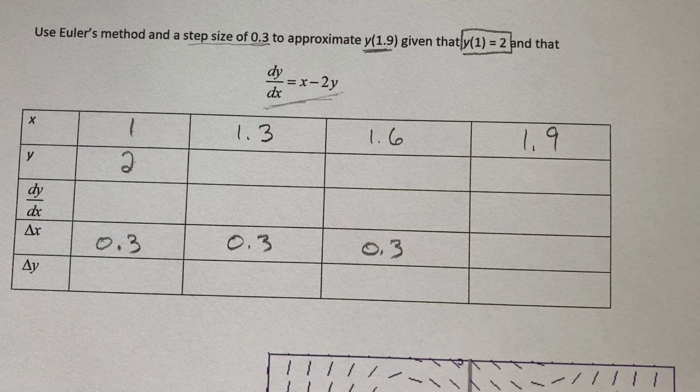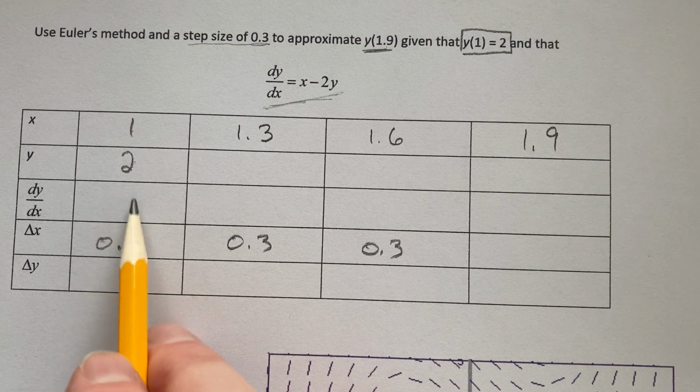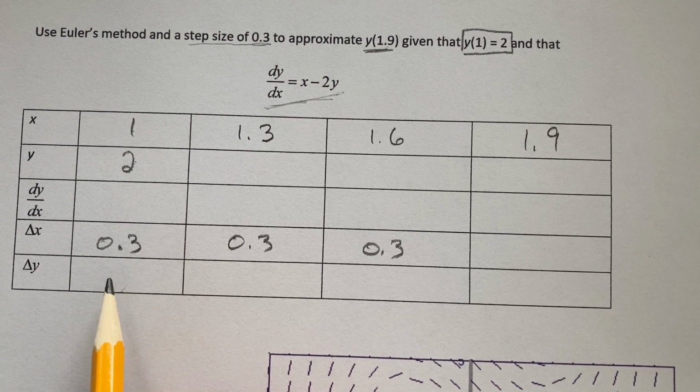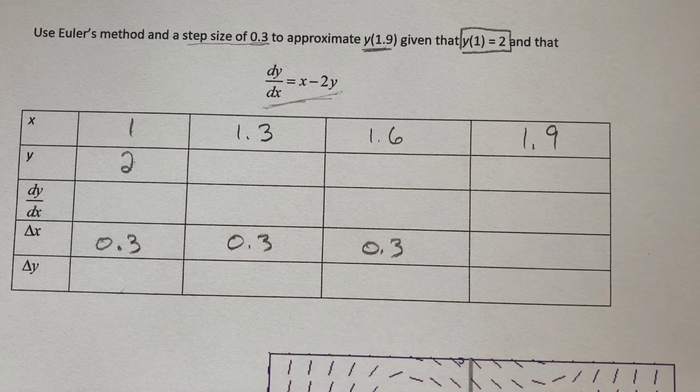It's 0.3. Now, what we have to do is figure out what the derivative is, what the slope is at this point. We'll multiply it by that 0.3, which will tell us how much the y changed. And then we'll add that on to the y, and we'll do the same thing here. We'll just keep going doing that process.